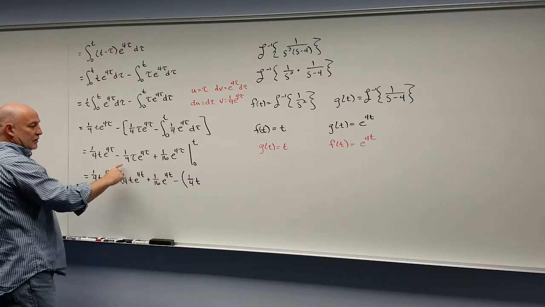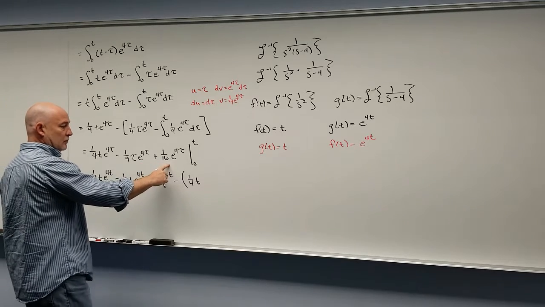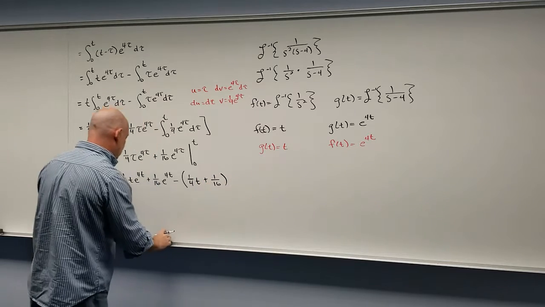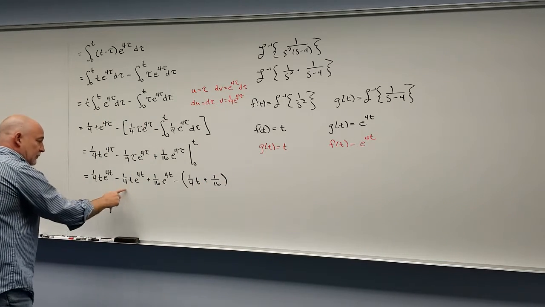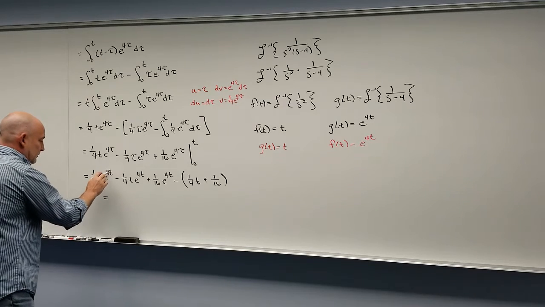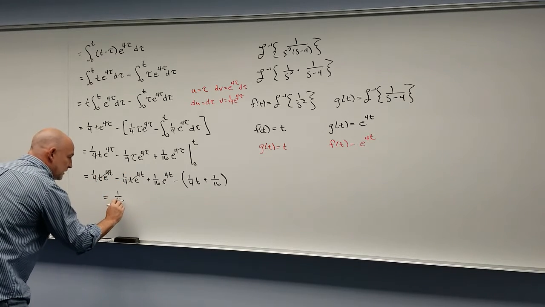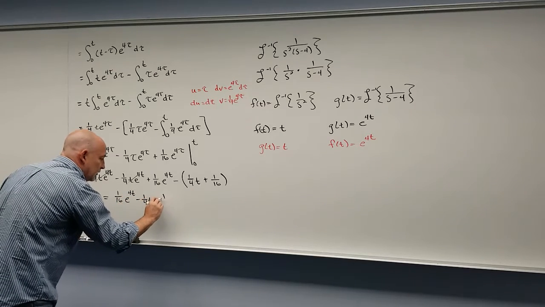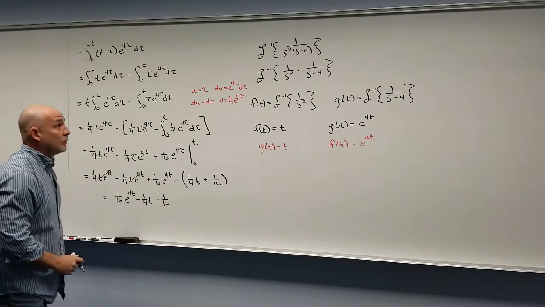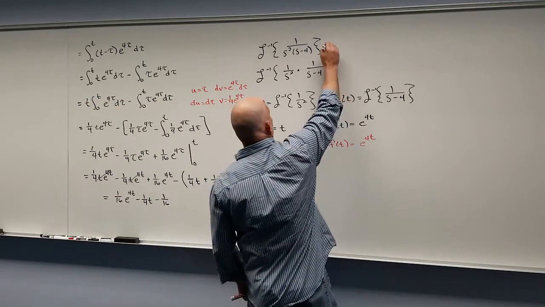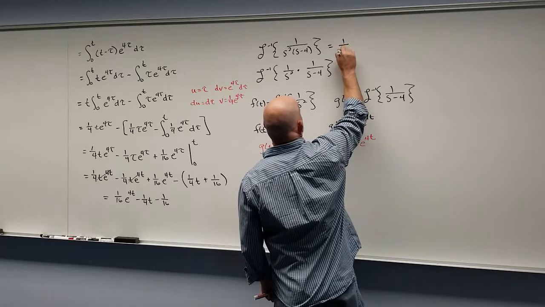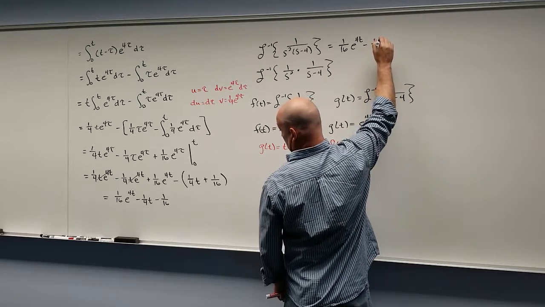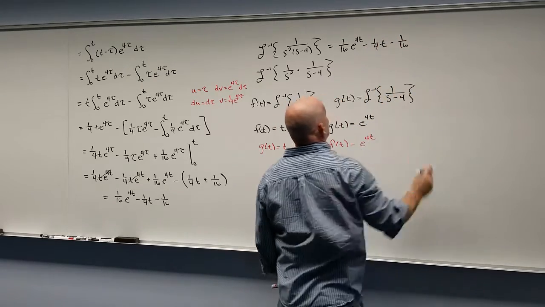Plug in 0 for tau here, this term goes away. Again, when we plug 0 into here, the exponential becomes a 1, so that's just 1/16. So simplifying this, notice the first two terms are going to cancel. So I get 1/16 e to the 4t minus 1/4 t minus 1/16. All right, so we can bring this back up here as our result. So the inverse Laplace transform of this is 1/16 e to the 4t minus 1/4 t minus 1/16. Okay, so there you go.